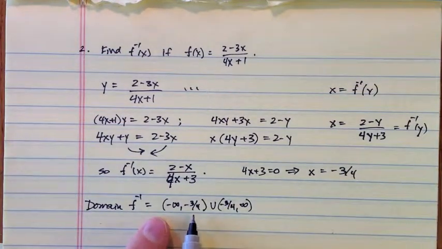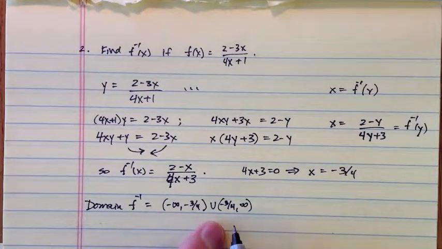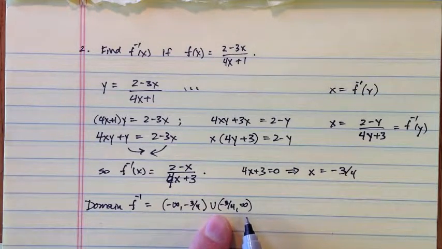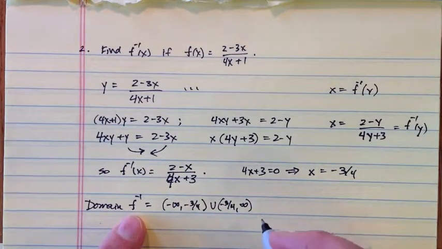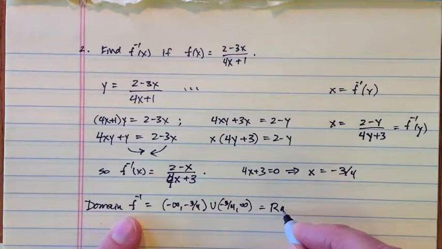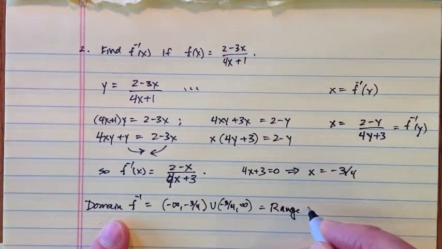So what's the interval of all the numbers strictly less than negative 3/4, union all the numbers that are strictly greater than negative 3/4. But that simultaneously has to be the range of f.